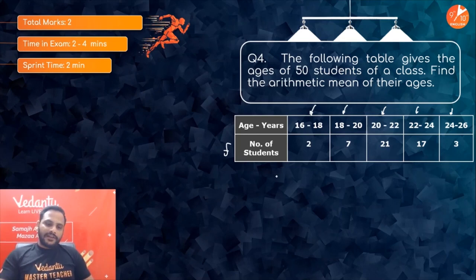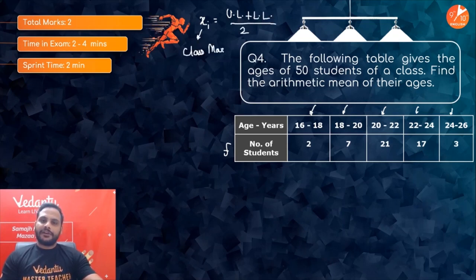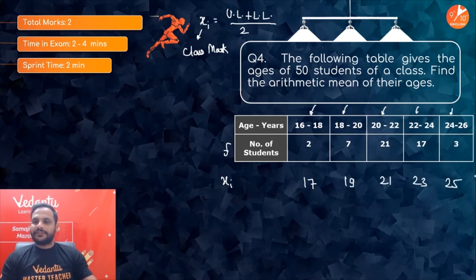These are the values of your frequency, but what is the value of x? 16 or 18, what is it? So we know in case of grouped data, the value of x you will be getting as (upper limit plus lower limit) by 2. That is your class mark. We use the class mark as your values of x. So the values of xi you will be getting as (16 plus 18) by 2, which is equal to 17. (18 plus 20) by 2, which is 19, 21, 23 and 25. These are the middle values. Class mark is nothing but the middle values.